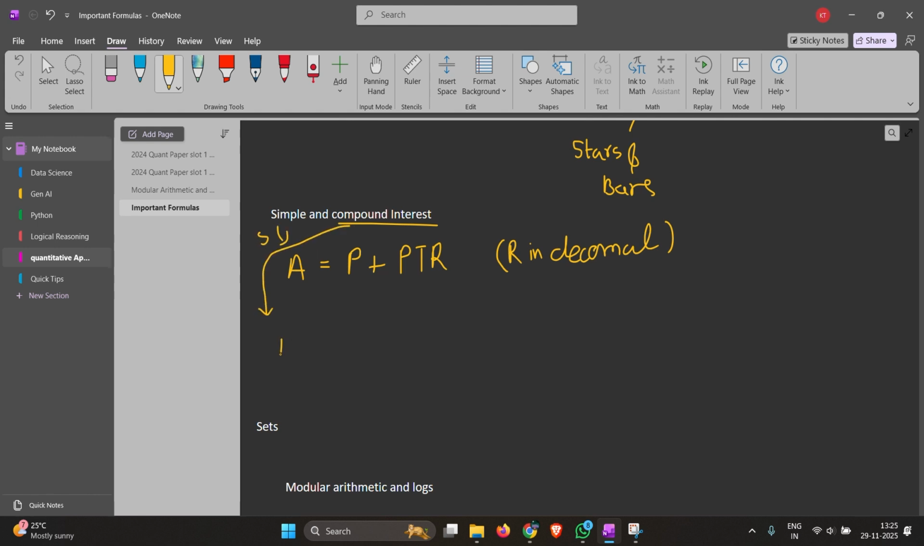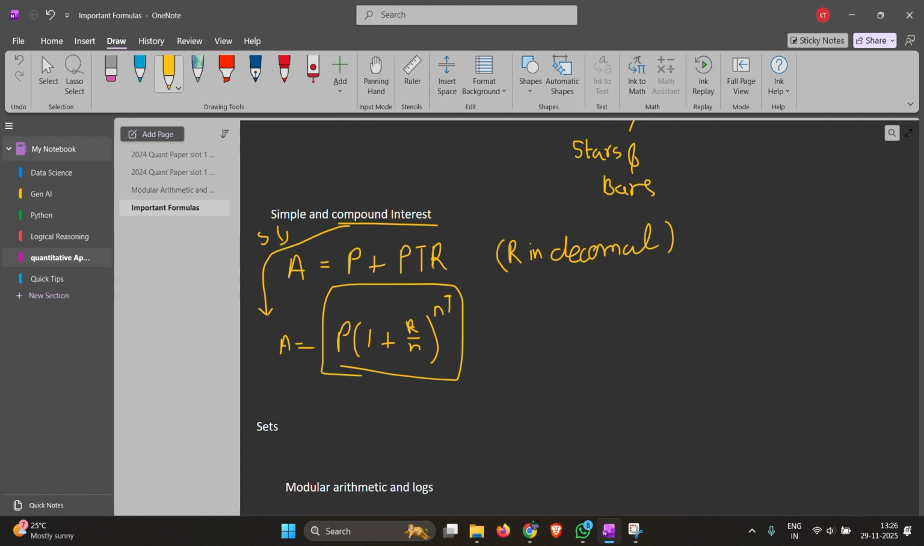Now for compound interest, the formula is amount equals P into (1 plus R by N) raised to NT. So over here again, R is in decimal and N is the number of times the interest is compounded in the year. So let's say you have a compound interest which compounds the interest 2 times a year, bi-yearly, or let's say 4 times a year. So N would be 2 or 4 respectively.